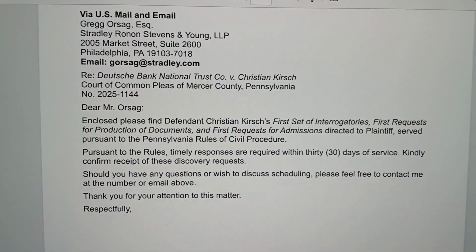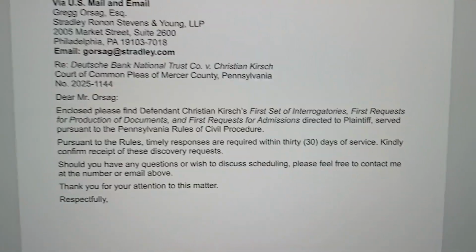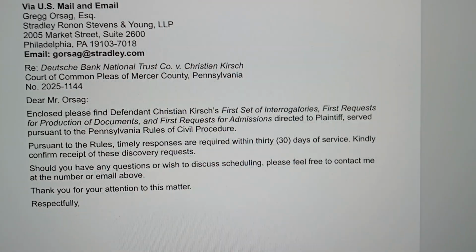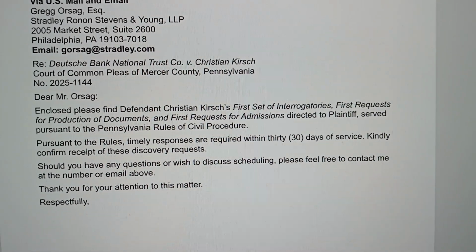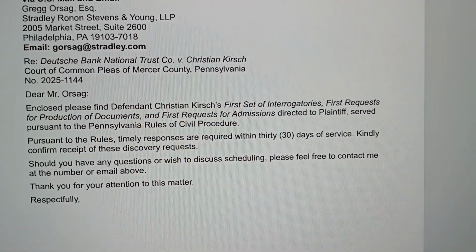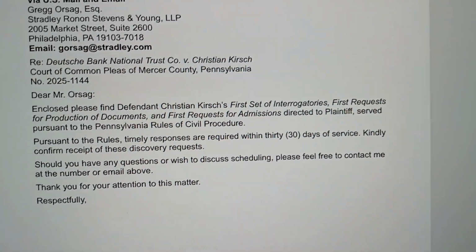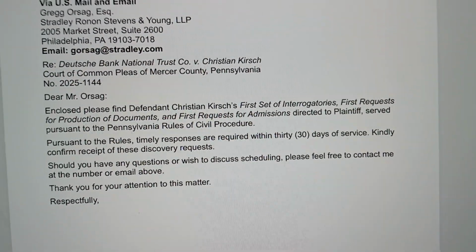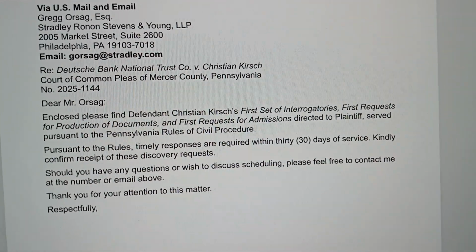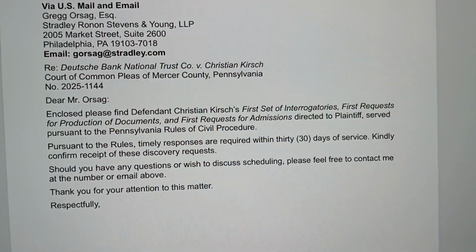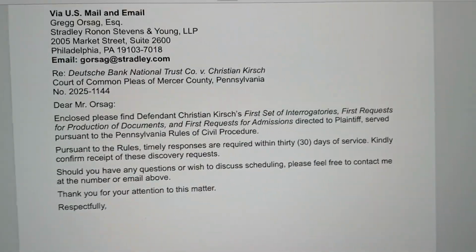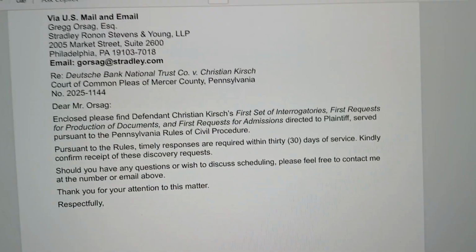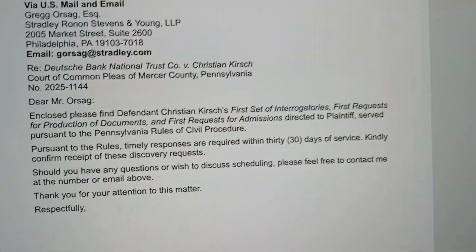It's a cover letter, and it tells them, please find enclosed defendant Christian Curse's first set of interrogatories, first request for production of documents, and first request for admissions directed to plaintiff, served pursuant to the Pennsylvania Rules of Civil Procedure. Now keep in mind, Christian is the defendant in this case, and he's fighting a foreclosure. It's a judicial state, so he did file answers and counterclaims, and this is what this discovery is about.